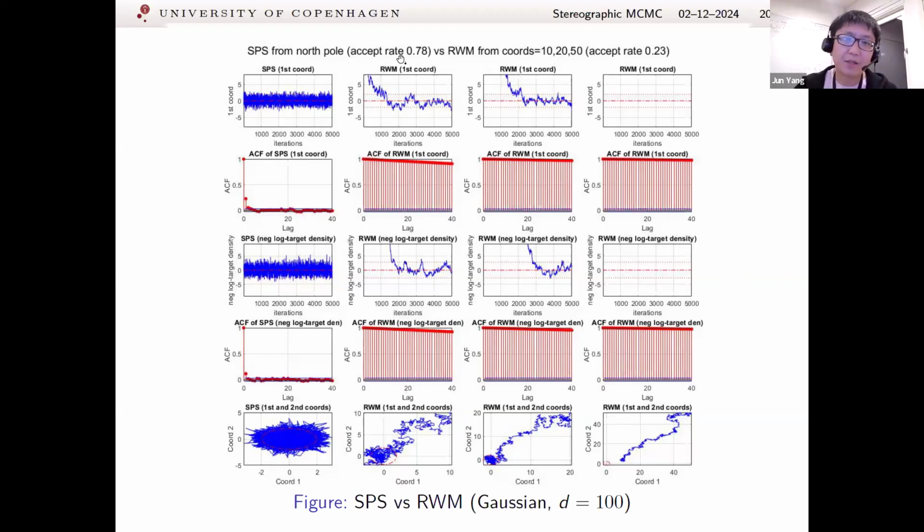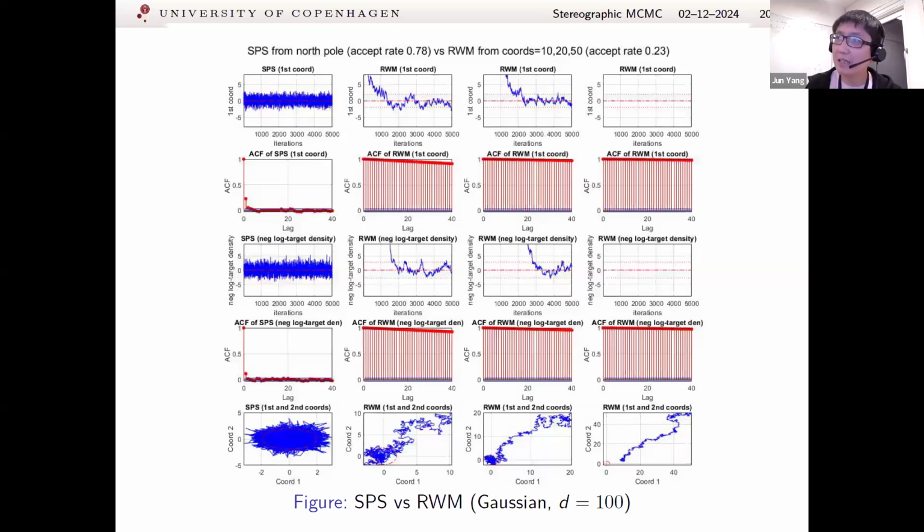Basically, they start with all the coordinates equal to 10, 20, or 50. You can see from this performance that the random walk Metropolis really relies on the initial state. For example, if you start this random walk Metropolis from very far away, after 5,000 iterations you haven't seen the Markov chain converge in this picture. And from the autocorrelation function, you can see it produces highly positively correlated samples. However, for the SPS, the samples are almost uncorrelated, right? And you won't even see the transient phase of this Markov chain, because the mixing time even decreases with dimension in this case.